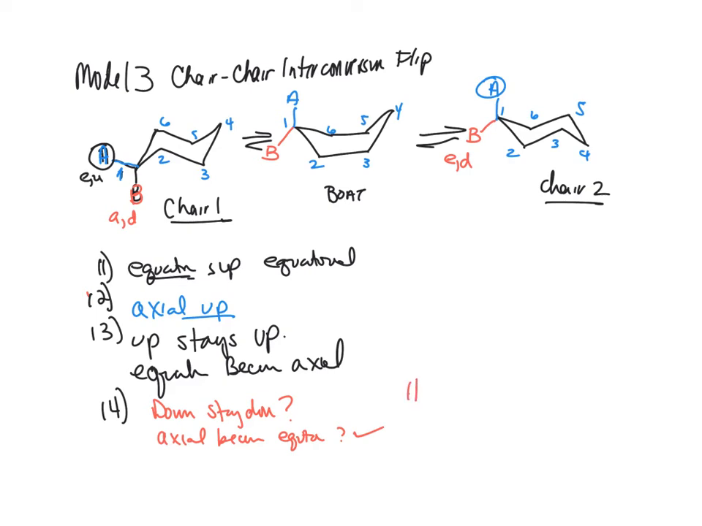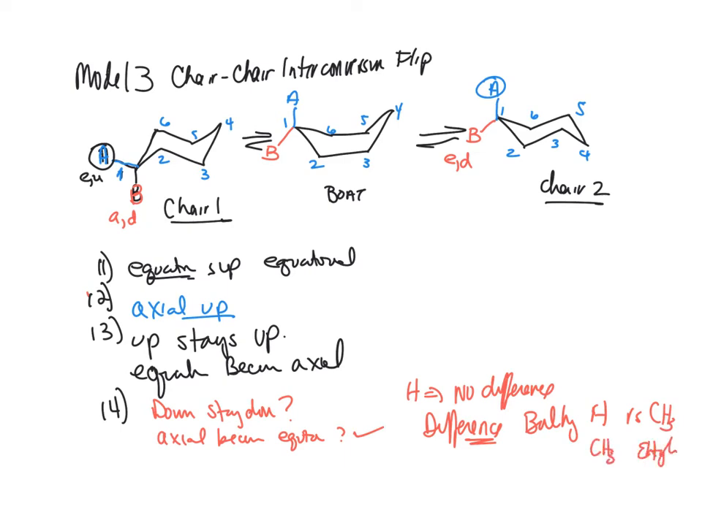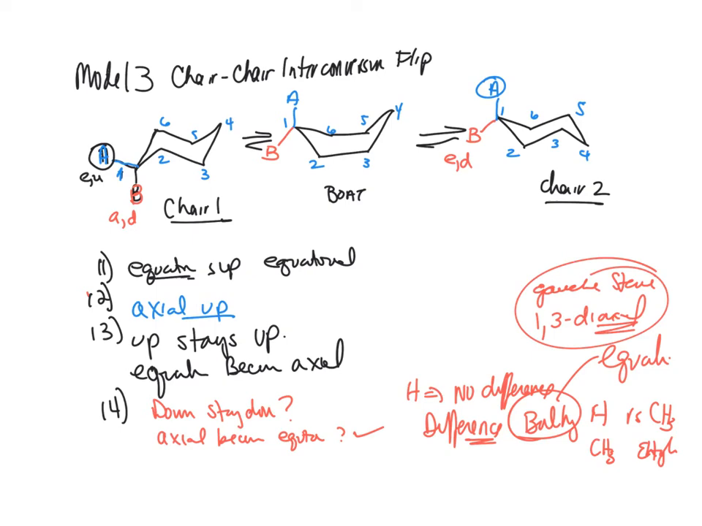Okay. If they're both hydrogen, no difference. The only time there's a difference, and we kind of touched base on this, is if you have bulky groups, so if you're comparing a hydrogen versus a methyl, or methyl versus an ethyl. Those bulky groups need to be equatorial. Otherwise, you're going to have that 1,3 diaxial gauche steric interaction, and that's not energetically favorable.